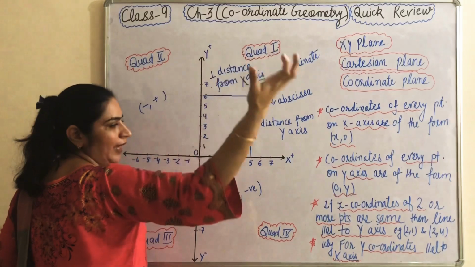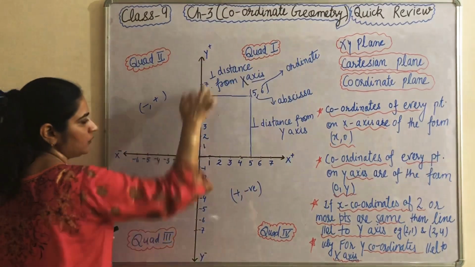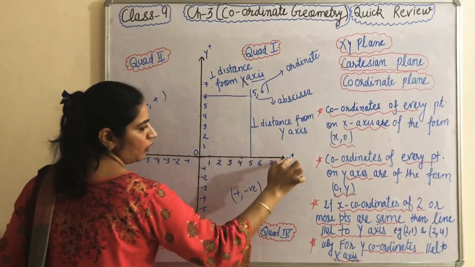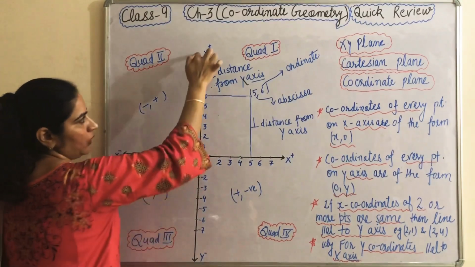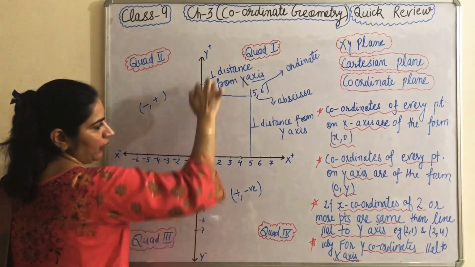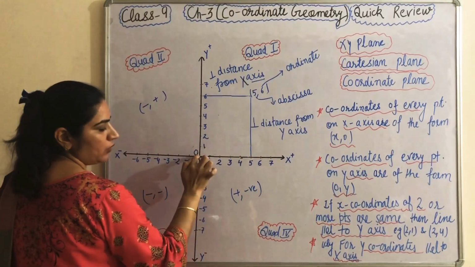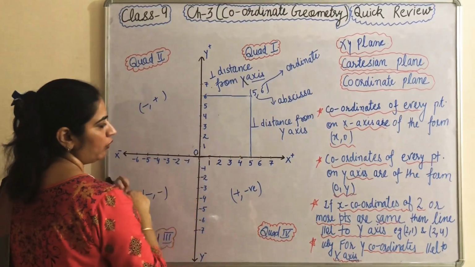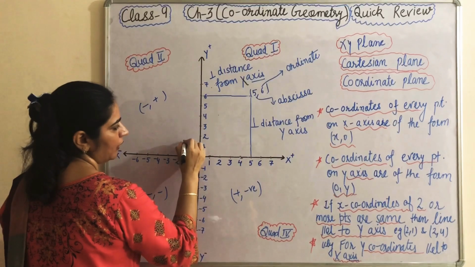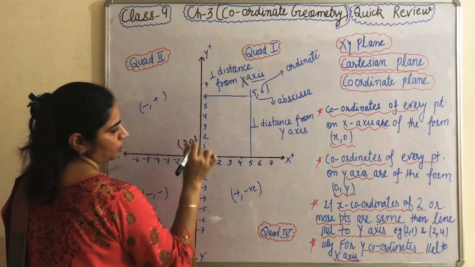So what are the axes? These two lines: this horizontal line is called the x-axis, this vertical line is called the y-axis, and these two lines intersect at a point O, the origin, and the coordinates of O are 0 and 0, both are 0.